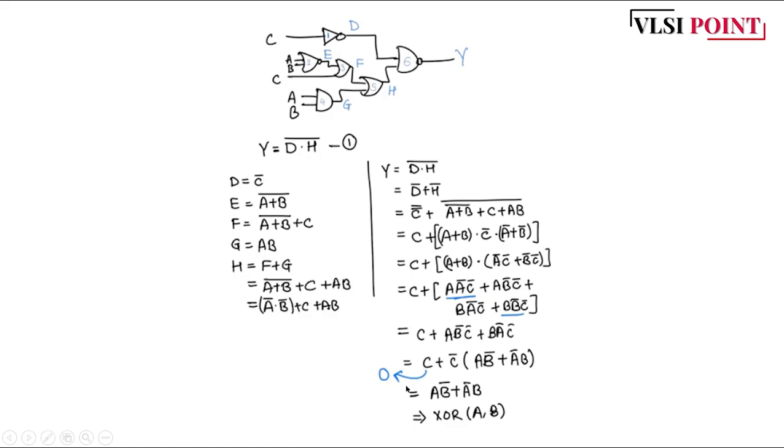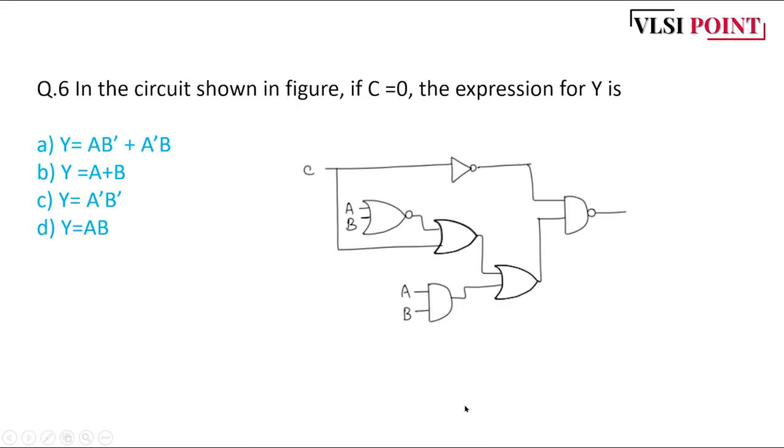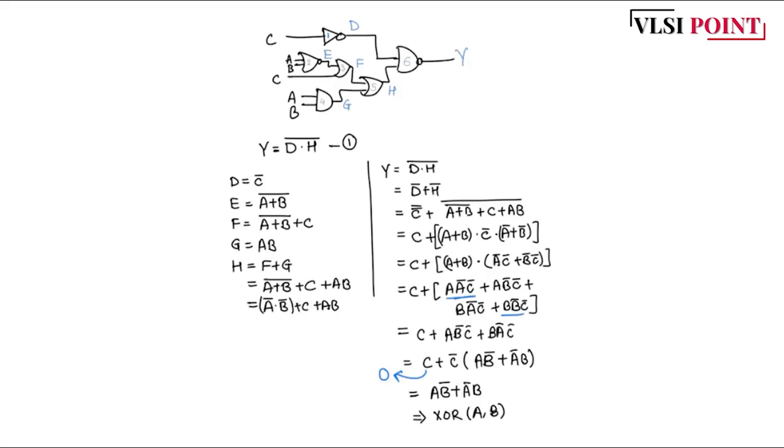We know C is 0, so just keep C as 0. This particular term gets cancelled. Next, C bar is 1. Then we are left with AB bar plus A bar B. So this is nothing but XOR operation, right? XOR of A and B. So the answer is option A, AB bar plus A bar B.